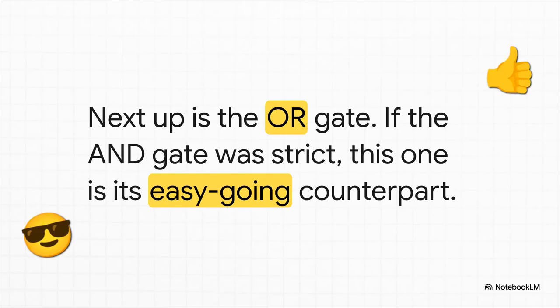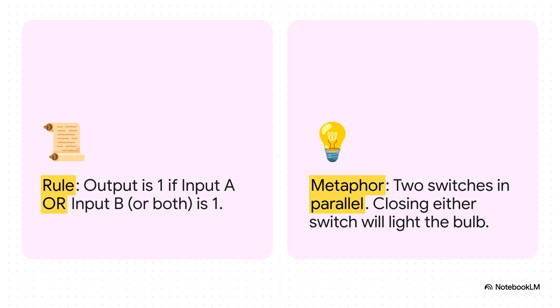All right, on to our next ruler, the OR gate. Now, if the AND gate was that strict guard, the OR gate is his easygoing buddy. This one is way more relaxed. Its rule is just as simple. It will output a 1 if input A or input B is a 1. It doesn't care if it's just one of them or if both of them are on.